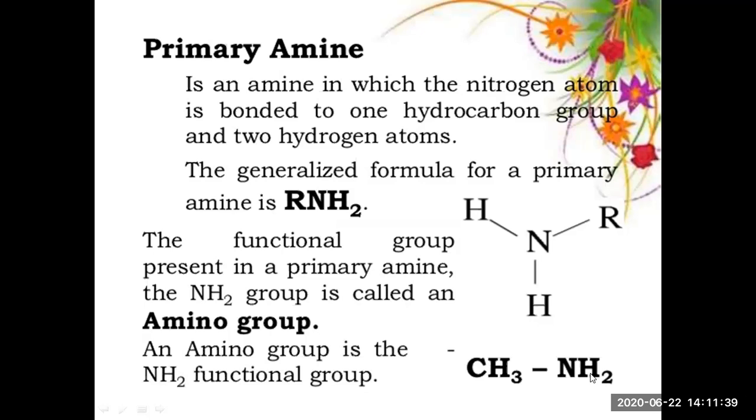Once again, this is called the structural formula and this is called the chemical formula. Whatever the third element is over here for R, it can be connected with any other carbon or hydrogen. That type is called the primary amine.